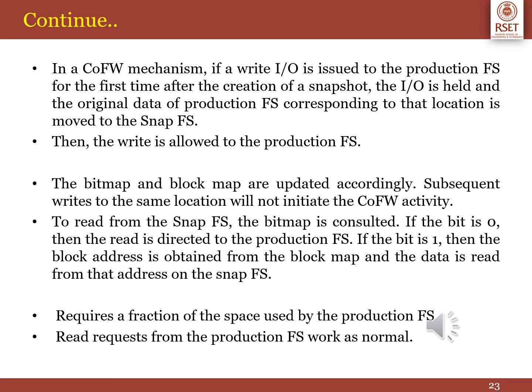In order to read the data from the snapshot file system, the bitmap is consulted. If the bit is 0, then the read is directed to the production file system. If the bit is 1, then the block address is obtained from the block map and the data is read from the address on the snapshot file system. So the snapshot file system requires a small amount of space compared to the production file system.